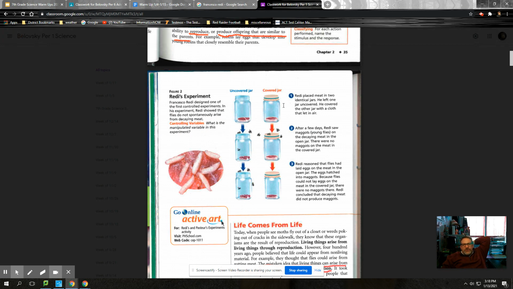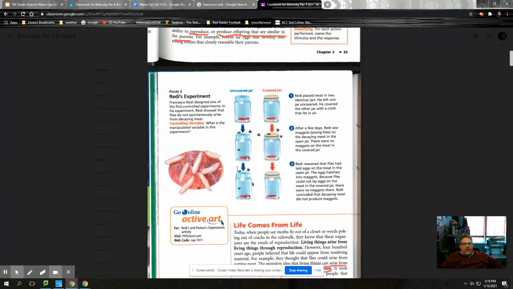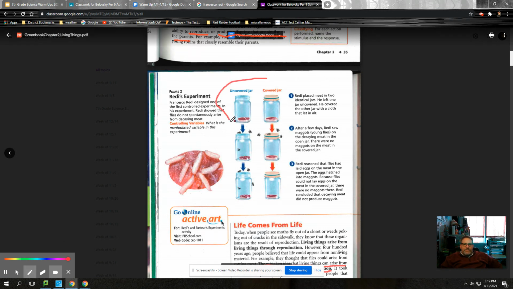All right, I don't like how the book shows what happened in the experiment because when you look at this, it looks like he had 6 jars. Nope, he did not use 6 jars. He used 2 jars, and each one of these is a next step. All right, so step 1, he put meat at the bottom of each jar. He left one jar open. The other jar he put a net on top of, so it was covered with a netting.